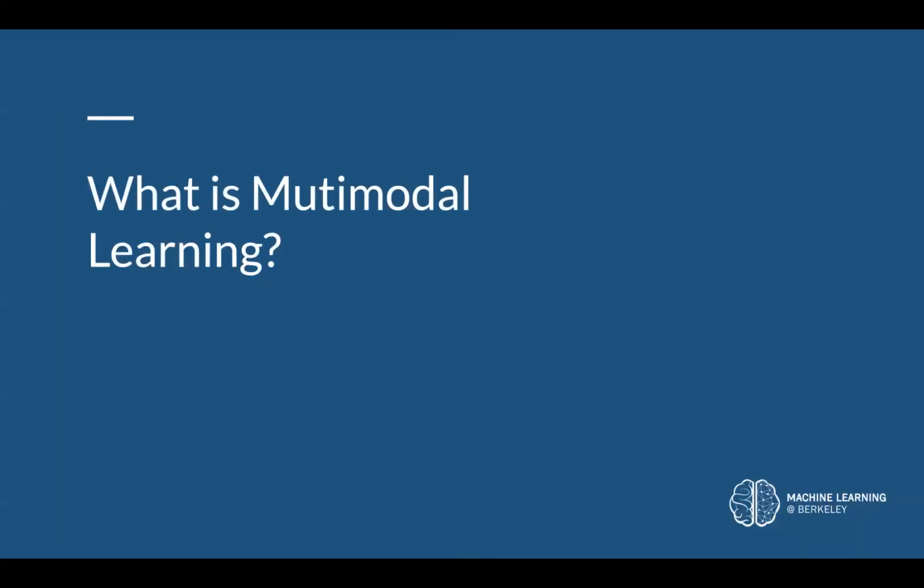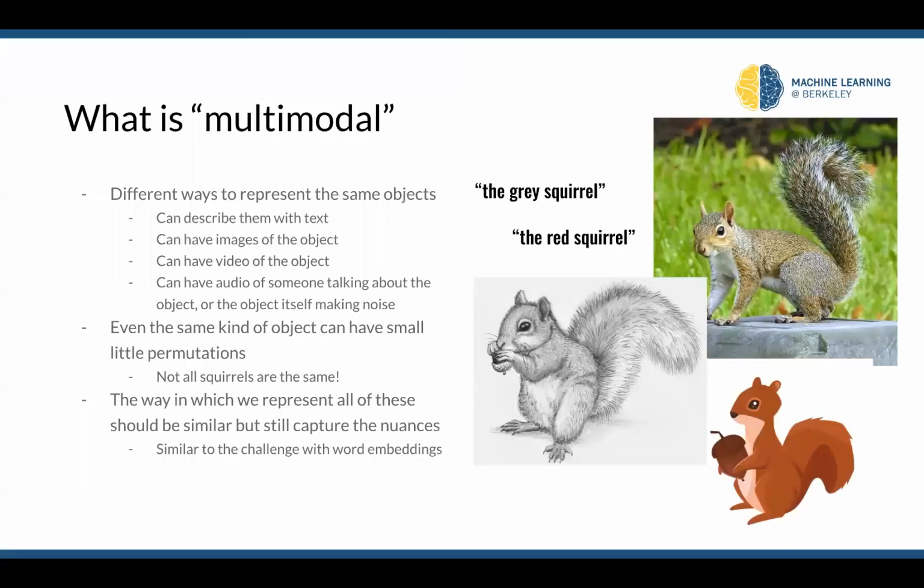So to start off, what is multimodal learning? So we should start by talking a little bit about what multimodal is in the first place. There's many different ways to represent the same kind of object. On the right side of the slide, you can see we have two different sets of text, the gray squirrel, the red squirrel, and three different images of a squirrel, all in a very similar pose, similar features. So this sort of describes that we can have text representing our objects. We can have images of the object.